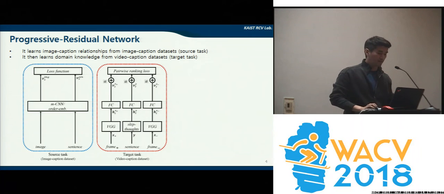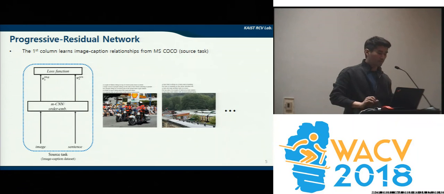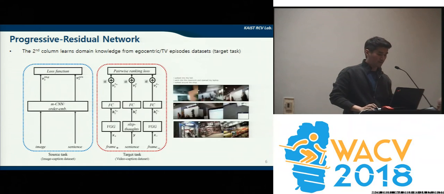This is done in two stages that is manifested into two columns you see here. First, we train the first column with MS Coco so that it learns the relationship between text and images. We train the MCNN and order embedding networks, which are some of the state-of-the-art semantic learning networks. Then we train the second column with the egocentric or TV episodes dataset to learn the relationship between the video and the text, which is the target task.